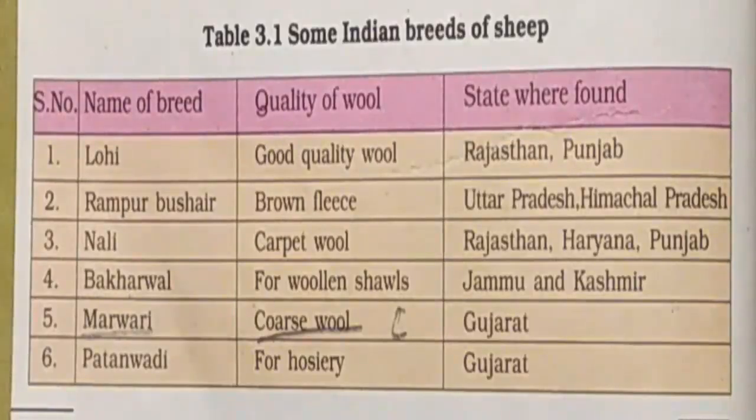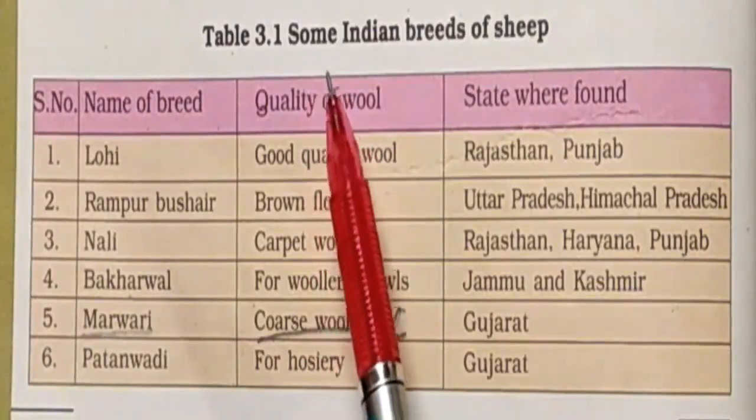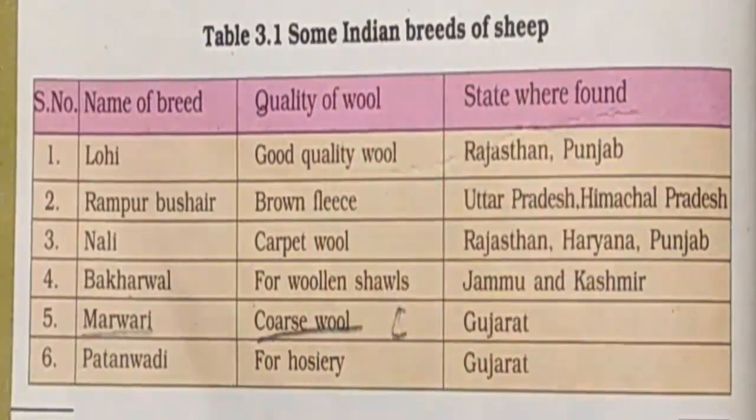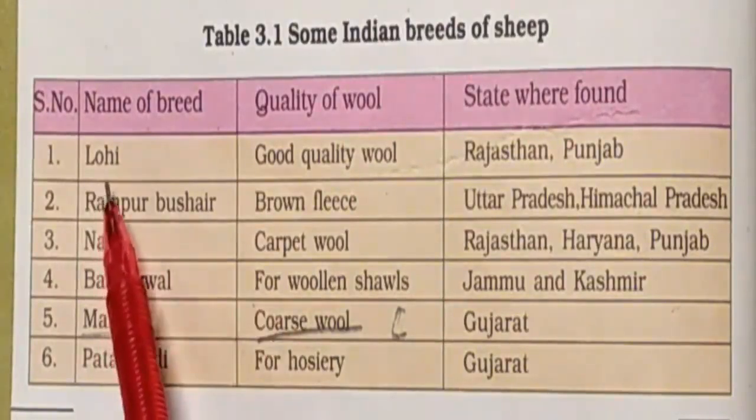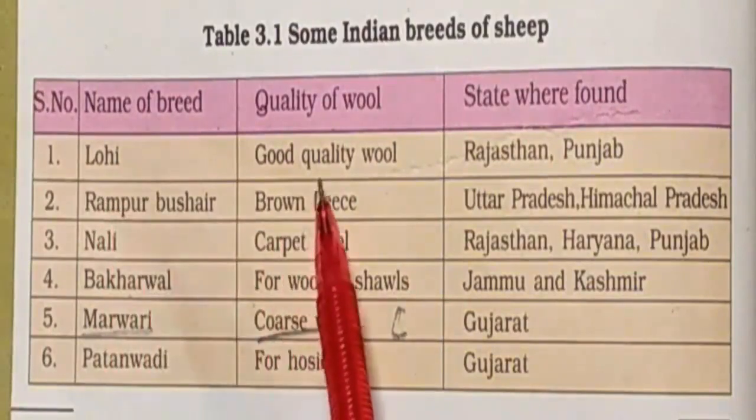Let's see this table, which shows some Indian breeds of sheep. The first breed name is Lohi. It has good quality wool.